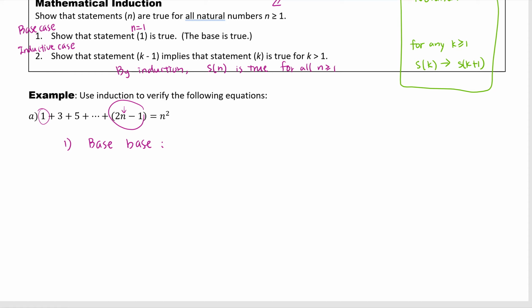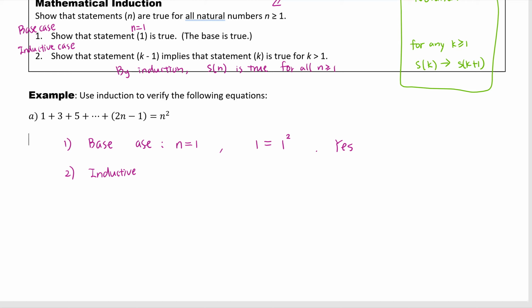Then 2 times 1 minus 1 is 1. n is 1 because when you plug n equals 1 here, 2 times n minus 1 equals 1. It's not because of this number 1 that n is 1. It is because this expression matches the 1 if n equals 1. So we know the base case is n equals 1. When we plug in n equals 1, the left-hand side is just 1. The right-hand side is 1 squared. And of course, they are equal. That's the base case.